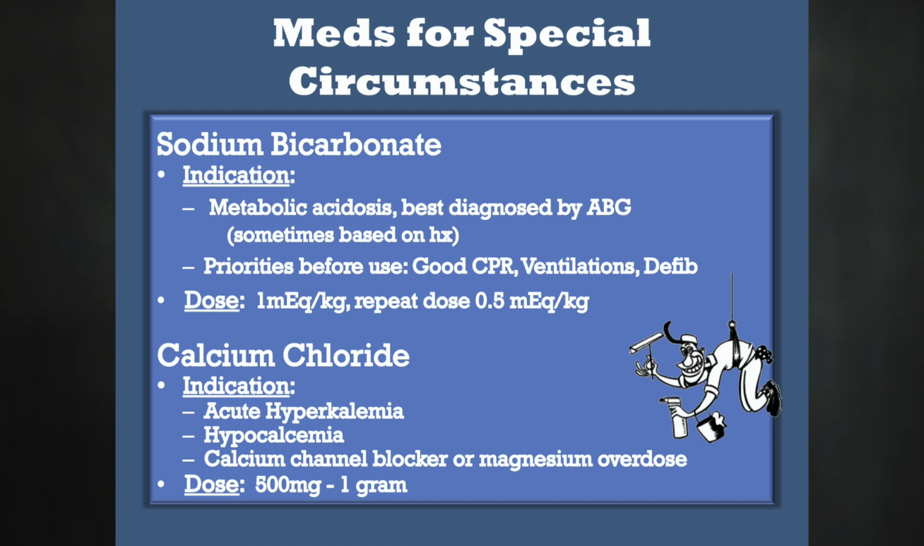The last drug that we'll talk about in this section is going to be calcium chloride. So calcium chloride, again, is not regularly used anymore. It's indicated with patients who are hyperkalemic, which could be the renal failure patient or the dialysis patient who has not been dialyzed, hypocalcemia, or an overdose of either magnesium sulfate or calcium channel blocker. The dose is between 500 milligrams and 1 gram, which is what the ampule generally carries.